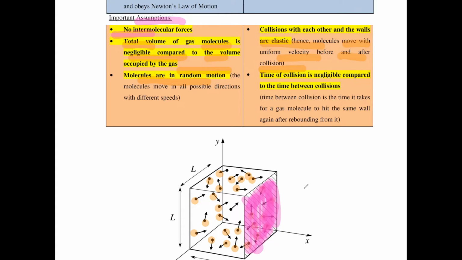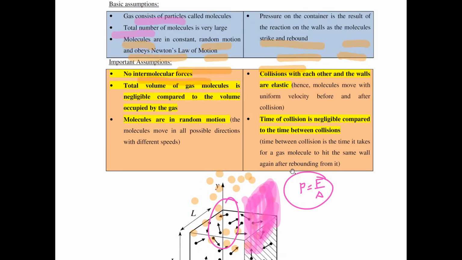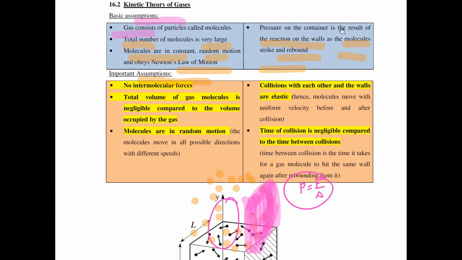Remember, pressure is force over area. So the collision of the gas molecules with the wall gives you force. You take the force divided by the area, you get pressure. This is how your pressure actually came about from gas molecules. That's why we can say this: pressure on the container is the result of the reaction of the walls as the molecules strike and rebound. Okay, so that one is okay.